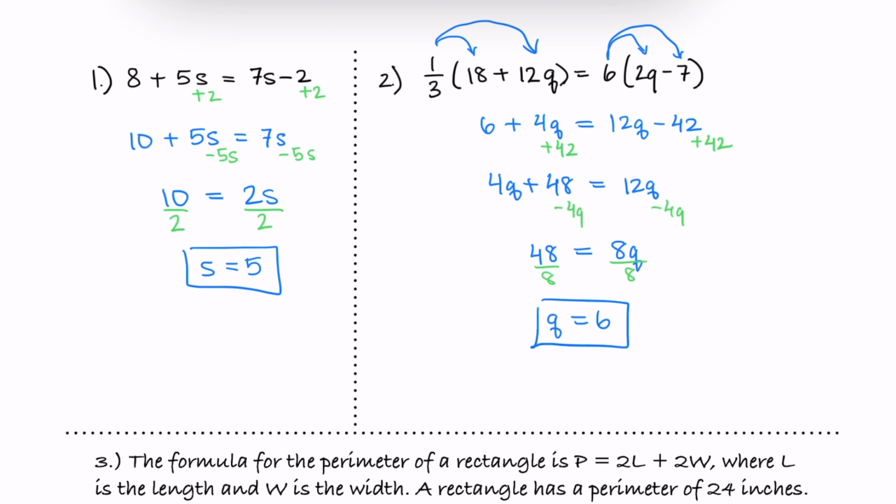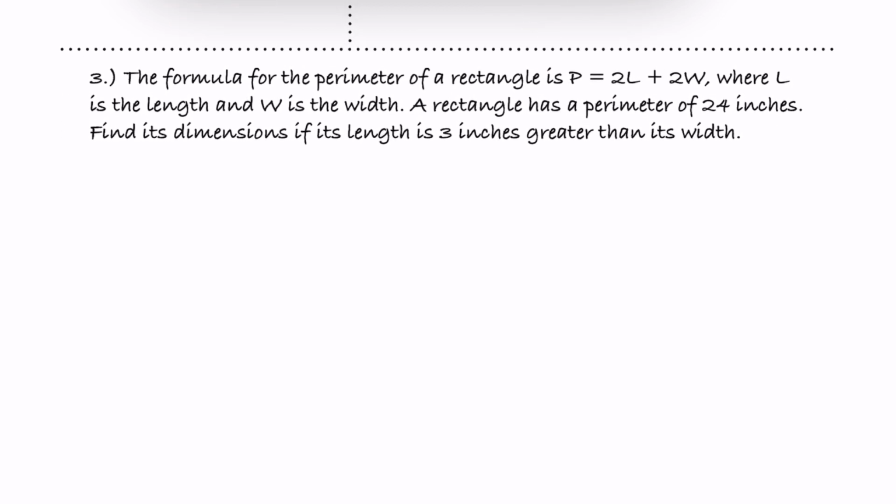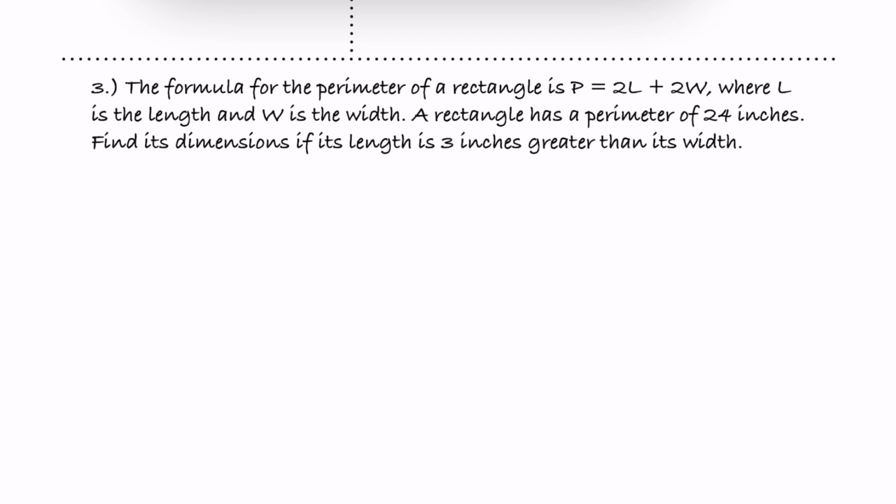All right, last question. This is a word problem, and it says the formula for the perimeter of a rectangle is P equals 2L plus 2W, where L is the length and W is the width. A rectangle has a perimeter of 24 inches. Find its dimensions if its length is 3 inches greater than its width. I'm going to highlight this word greater here.